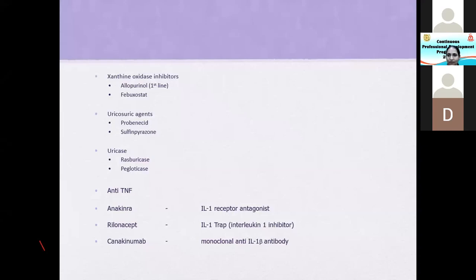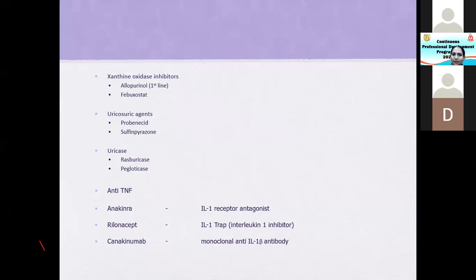Then uricase agents, that is, uricase is the enzyme that is responsible for the breakdown of uric acid into other components. This uricase is not present in the human body. We do not have uricase, so they can introduce uricase from outside in order to break the uric acid so that it does not deposit as crystals. So rasburicase and pegloticase are some of these agents.